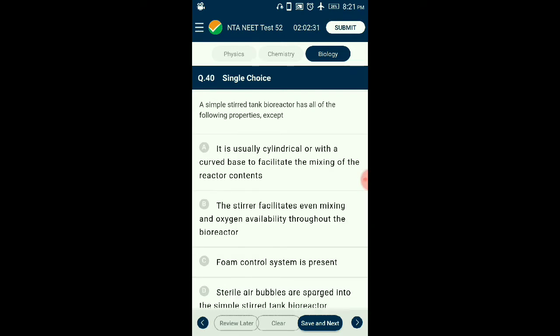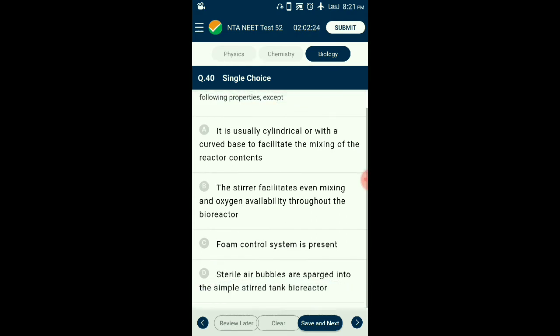Question number 40. A simple stirred tank bioreactor has all of these following properties except... Sterile air bubbles are sparged into the stirred tank bioreactor, which increases the surface area of oxygen transfer. Sparger is not found in the simple stirred tank bioreactor. So the answer for this question is option D. Sterile air bubbles are sparged into the simple stirred tank bioreactor.